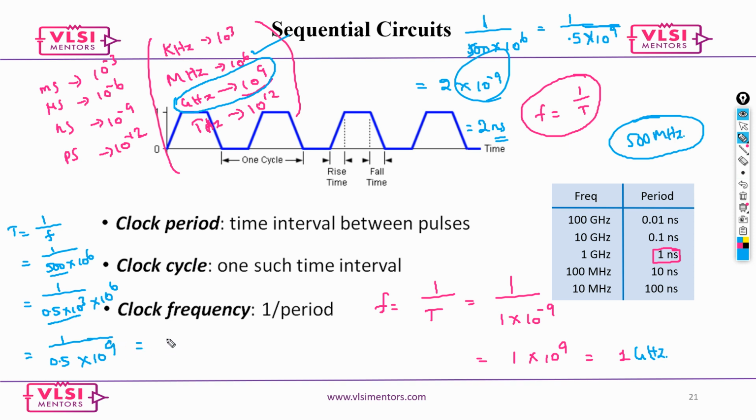Now this is going to be 2 into 10 to the power, this plus 9 becomes minus 9, which is going to be called 2 ns. That is the way we do it. So you guys give it a try, taking different numbers.